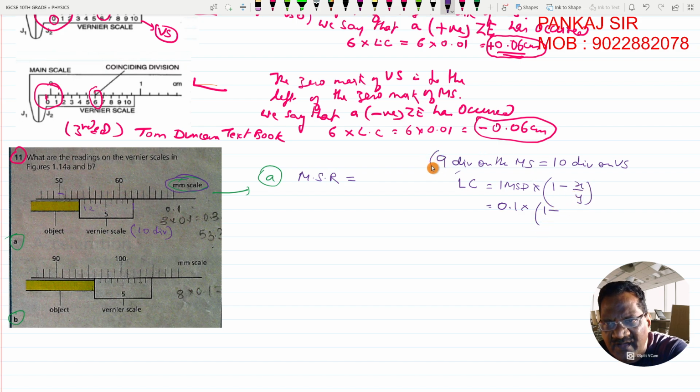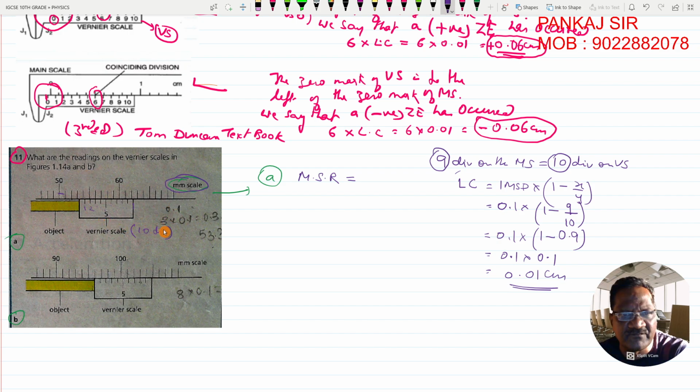Your x is 9. That is the number of divisions on the main scale, 9. And this 10 is what? It is y. So instead of y, I'm going to write 10. Now this works out to 0.1 times 1 minus 9 upon 10, which is 0.9. This works out to 0.1 multiplied by 1 minus 0.9, which is 0.1. And 0.1 multiplied by 0.1 will be 0.01 centimeter. Now this is the least count of this particular vernier caliper. So from the diagram, I have calculated the least count and I got the least count as 0.01 centimeter.